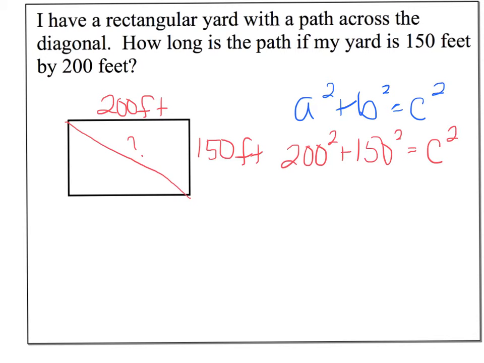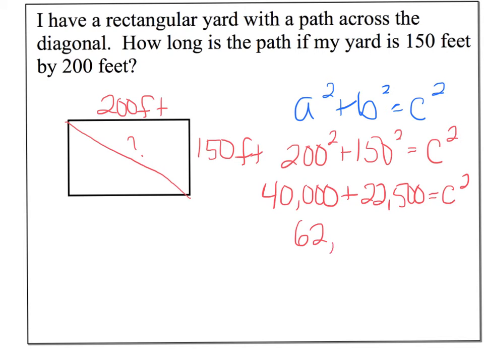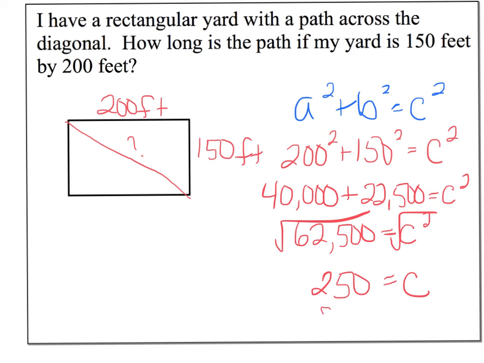200 squared is going to be 40,000. 150 squared is 22,500. And add those two together. We get 62,500, and then square root both sides to find the length of your path, which is 250 feet.